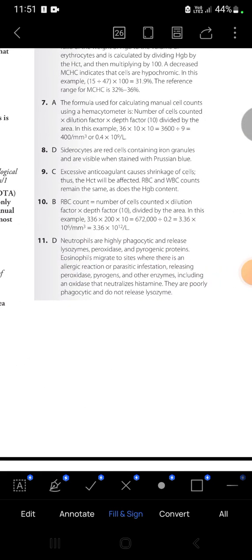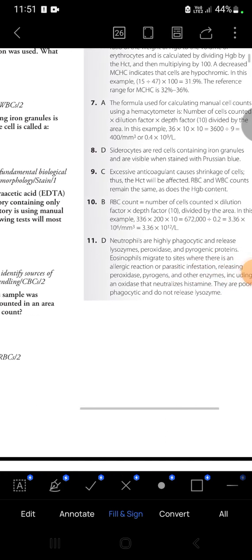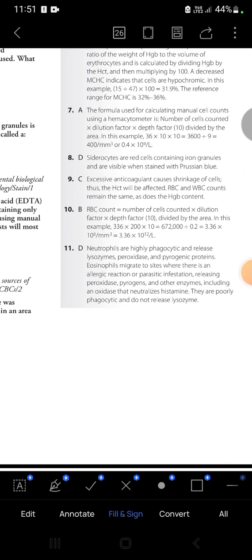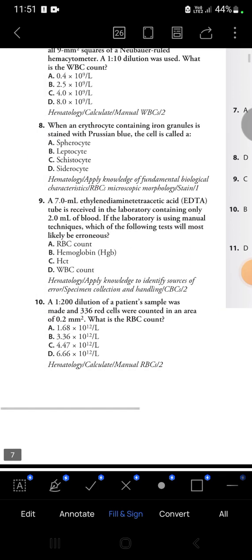Excessive anticoagulant causes shrinkage of cells, thus HCT will be affected. RBC and WBC counts remain the same, as does the hemoglobin content. So the only thing which will be affected is HCT.